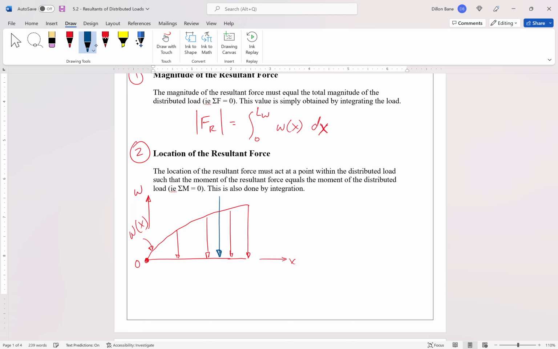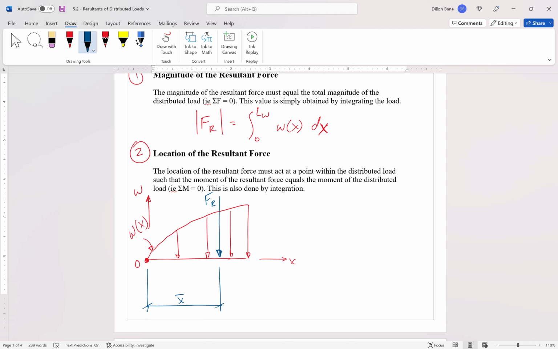Okay, this blue line is the resultant FR. That resultant FR, we're going to say acts at some point that we call X bar, okay? I'm actually going to redraw this real quick, guys, to where I have some room below. Alright, so FR acts at some distance X bar from the origin.